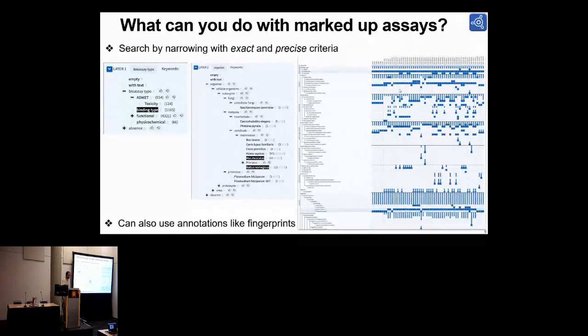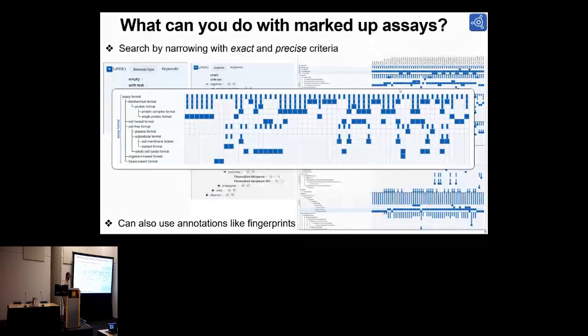It looks like an arcade game from the 1980s, but if I zoom in, I can explain that this is a way to digest a large quantity of information in a relatively small area. So in the columns there, we have the assays that match the query, and on the left, in the rows, we have the individual categories from the template.